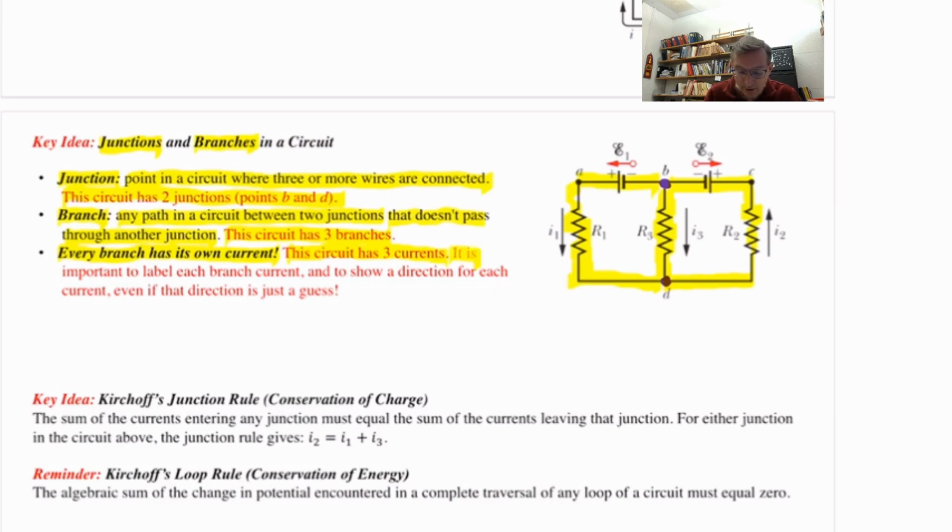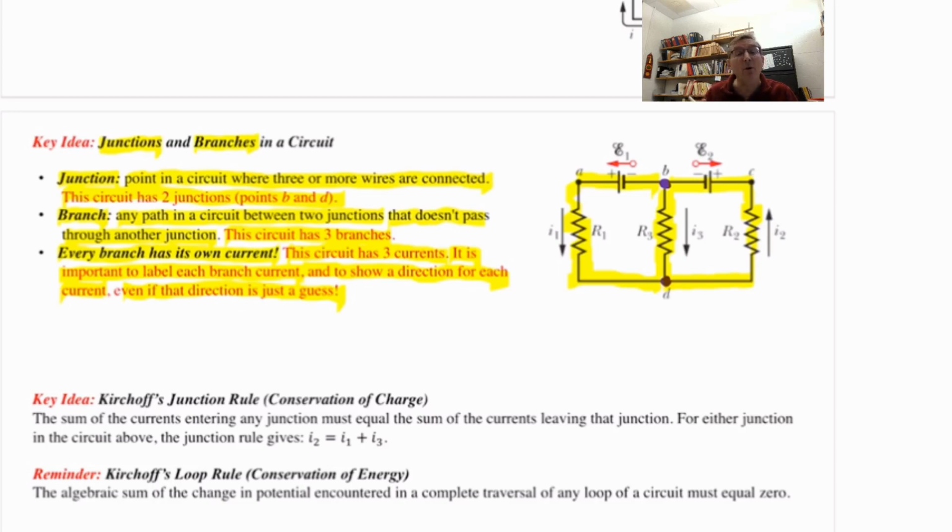And so it is important to label each branch current, just like that diagram did, and to show a direction for each current, just like that diagram did, even if that direction is just a guess, because you might not always know which way the current's flowing in a branch. You might be able to tell, but you might not. But there are only two choices. In some sense, in this case, up or down. So even if it's just a guess, you've got to put an arrow in there showing the current and labeling it, with a direction.